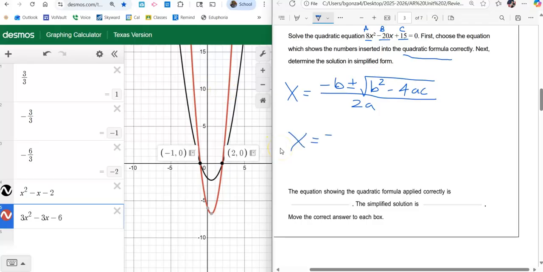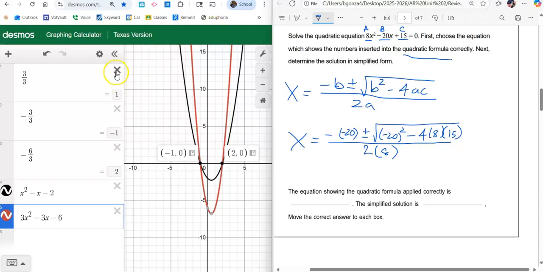So x equals negative b, which is negative 20, plus or minus the square root of b squared, negative 20 squared, minus 4, and then a times c. And then it's divided by 2a, 2 times 8.